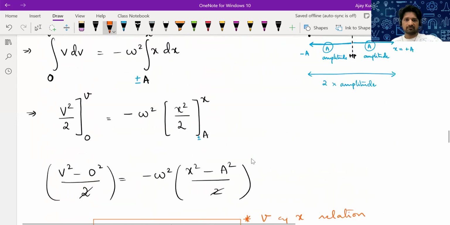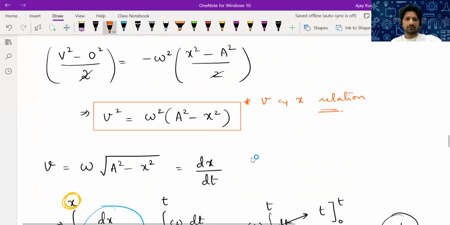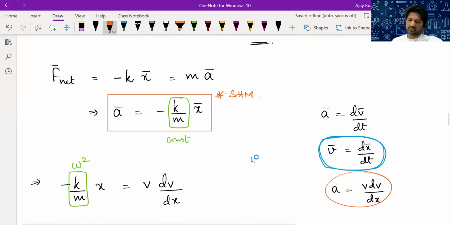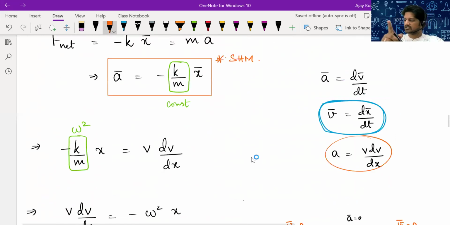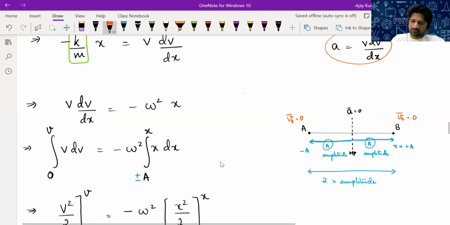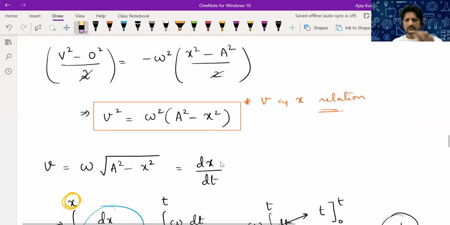First, we had derived the Vx relation. From where? From the condition for SHM. The condition for SHM is a is equal to minus k by m into x, or a is equal to minus omega square into x. Acceleration was replaced with v dv by dx. So v dv by dx is equal to minus omega square x. Integrate both sides, substitute limits. We got a Vx relation.